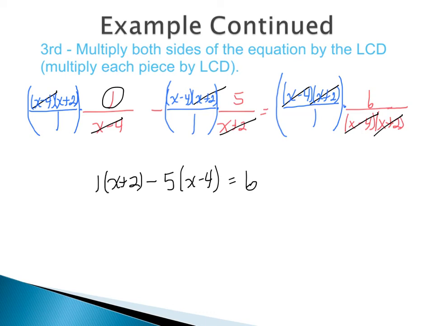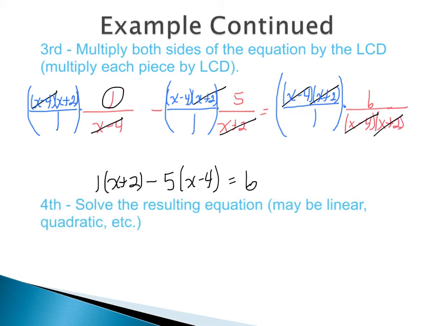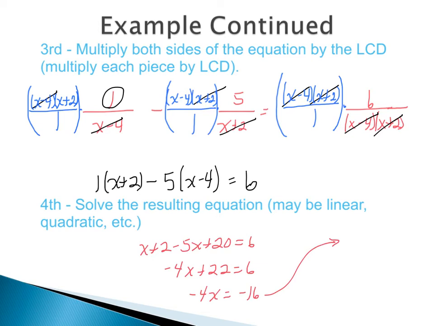Our fourth step is to solve the linear equation. So following our steps for solving a linear equation, I would want to distribute to get rid of our parentheses. So I'd be left with x plus 2 minus 5x plus 20 equals 6. Combining like terms, we would have negative 4x plus 22 equals 6. Moving the 22 over, we would have negative 4x equals negative 16. And then when we divide both sides by the negative 4, we would be left with x equals 4. Now, we solved our equation, we got an answer.